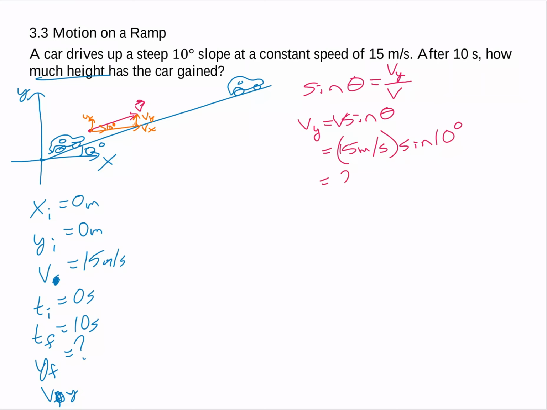So 2.6 is what we'll say, meters per second, but use your calculator's answer to do the later calculations. So now we know how fast we're going up. So you just times it by 10, so it'd be 26 meters. So then what is our formula for delta y?